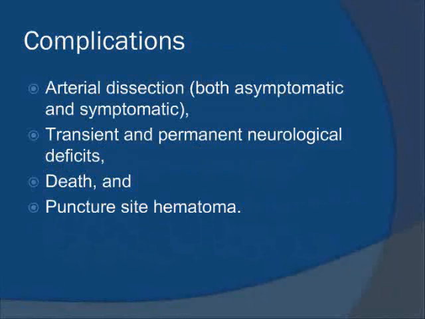What are the complications? You can have an arterial dissection which may be symptomatic or asymptomatic. You may have a transient or permanent neurological deficit because of a small plaque or an embolus that has gone up. And of course we can even have death, especially if it is in the posterior circulation. And a common complication associated with any percutaneous procedure is a hematoma in the groin.